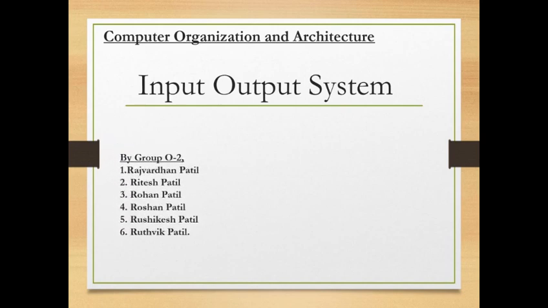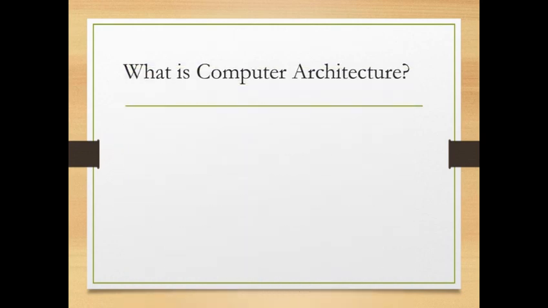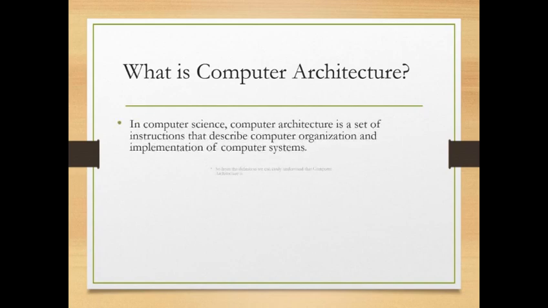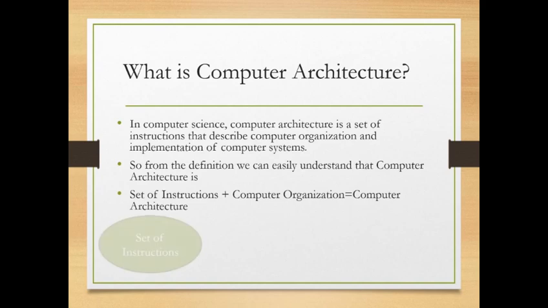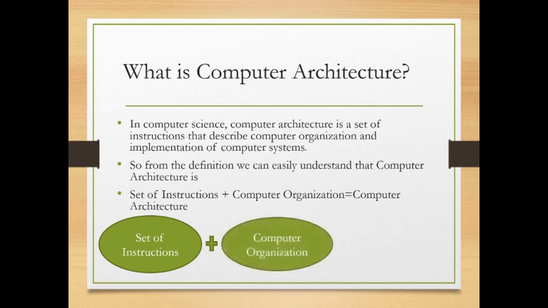Let's begin. So computer architecture is the conceptual design and fundamental operational structure of a computer system. It describes how a computer's software and hardware components interact to perform the computer's tasks, including the data flow and memory. It also includes the design and organization of the instruction set, memory, and input-output system of a computer. It is the foundation upon which the design of a computer system is built. So from this we can conclude that computer architecture is nothing but a combination of the set of instructions and computer organization.